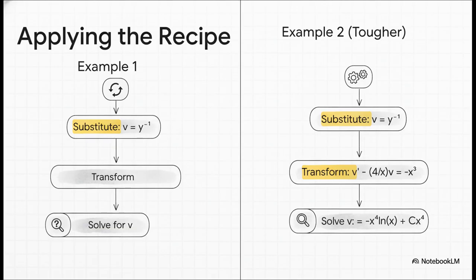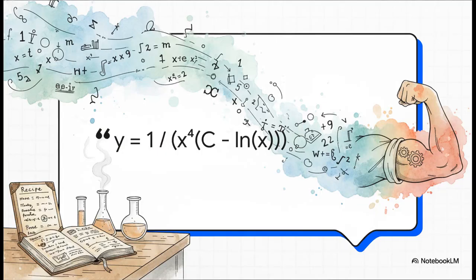Okay, the functions themselves are a bit messier, but the process, identical. We solve for v, and we're on the home stretch. We back substitute for v, solve for y, and boom, there's our final answer. See? The recipe handled those variable coefficients without even breaking a sweat.